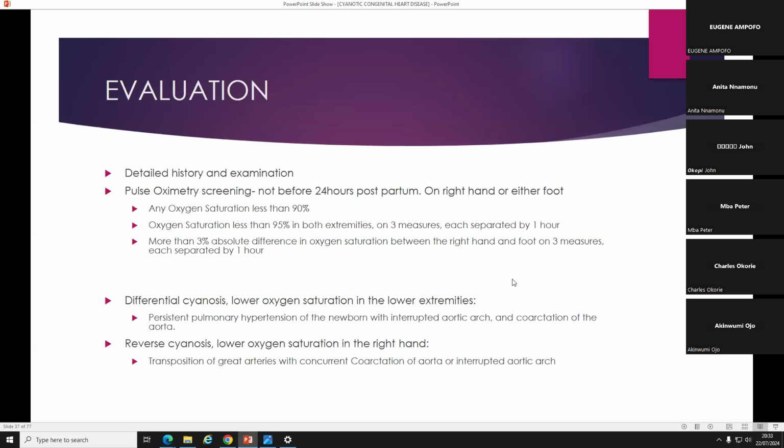For example, when an infant has persistent pulmonary hypertension of the newborn with an interrupted aortic arch or coarctation of the aorta, there is lower oxygen saturation in the lower extremities. Why is that? That warrants further evaluation. Reverse cyanosis. So you can't just check on one limb. You do it on upper and lower extremities, especially when you are suspecting that this patient has a congenital heart disease.